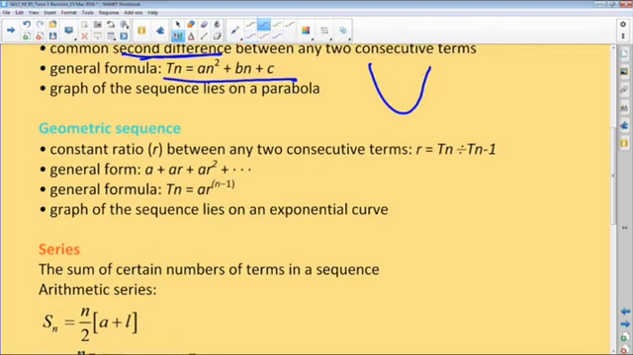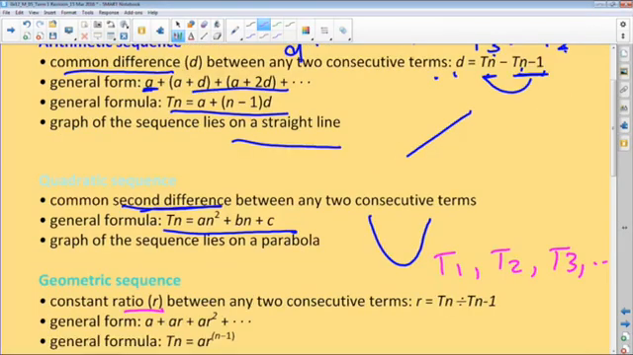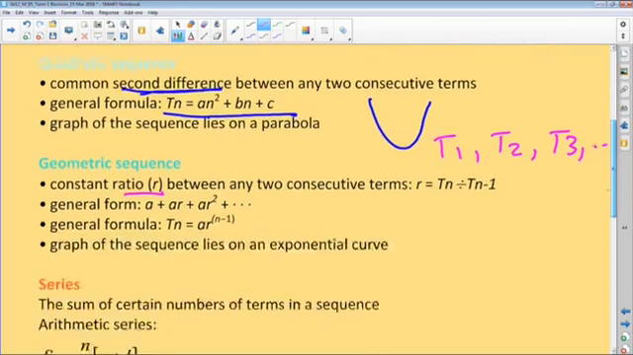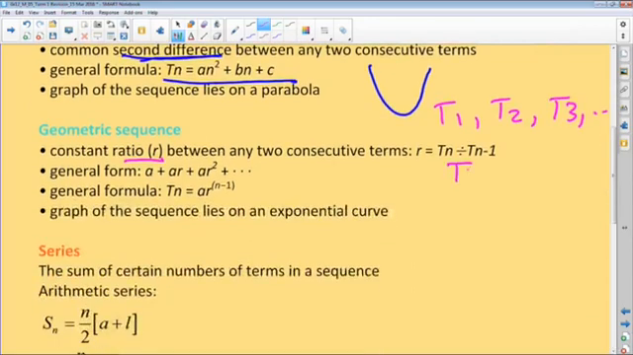Now let's talk about geometric sequences. In a geometric sequence, we know that there's a constant ratio between any two consecutive terms. So you've got term 1, term 2, term 3. If I want to find the ratio, all I do is I take the consecutive terms and divide them, because ratio, remember, you're talking about a fraction. So term 3 divided by term 2 will give me the same answer as term 2 divided by term 1.